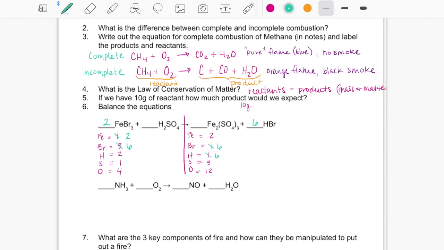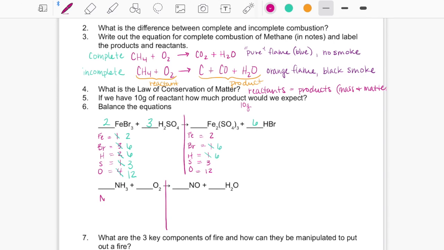Okay, now looking at hydrogen, I have 6 on the product side, 2 on the reactant side, so I need to multiply my reactant side by 3 in order to change it to 6. My sulfur is now 3, and my oxygen is now 12, and if I look, I have equal amounts of each element type on both sides.